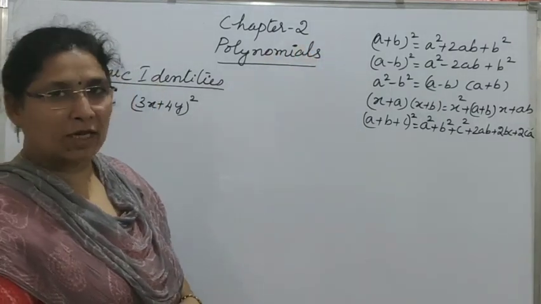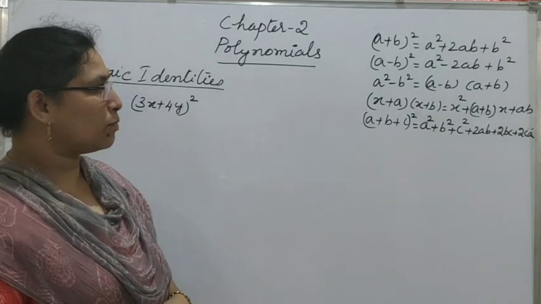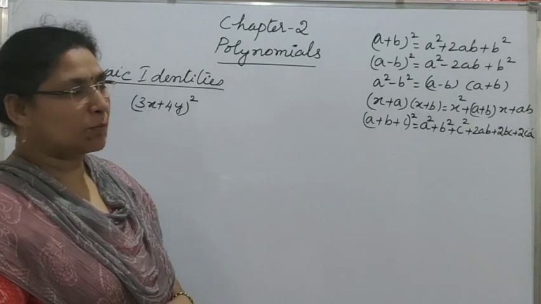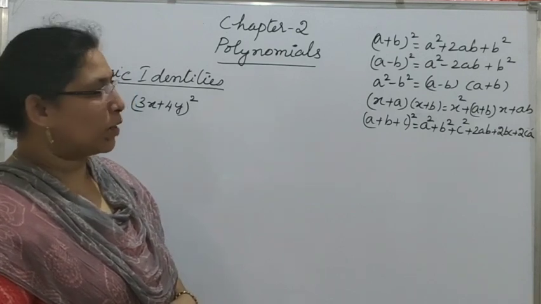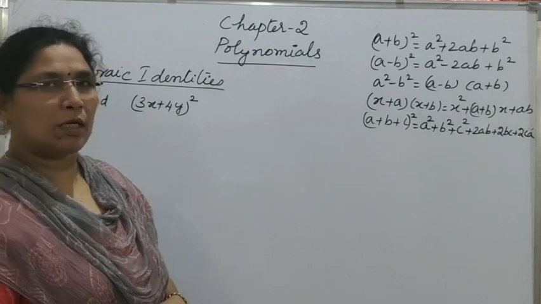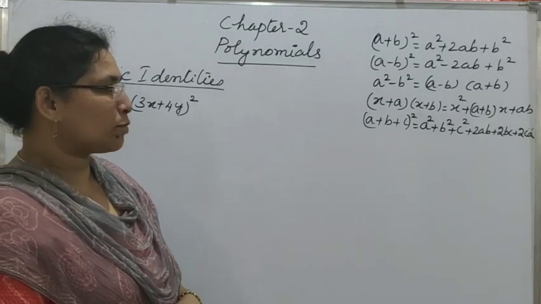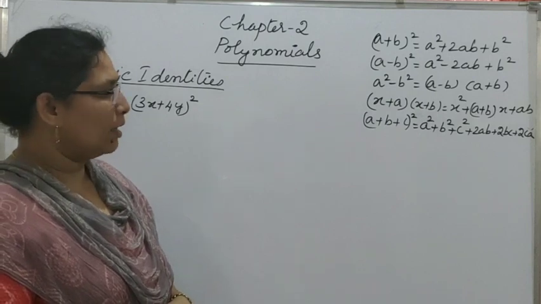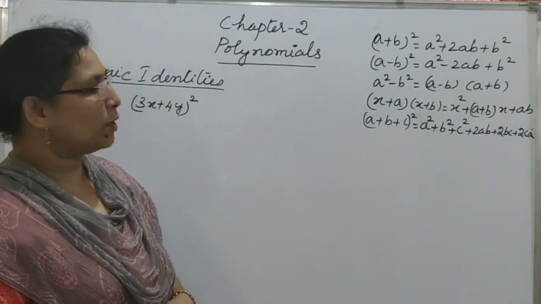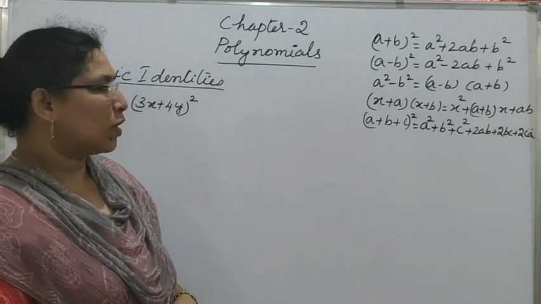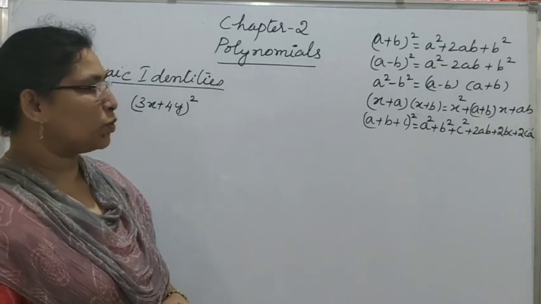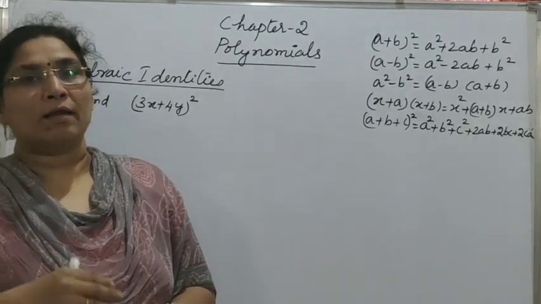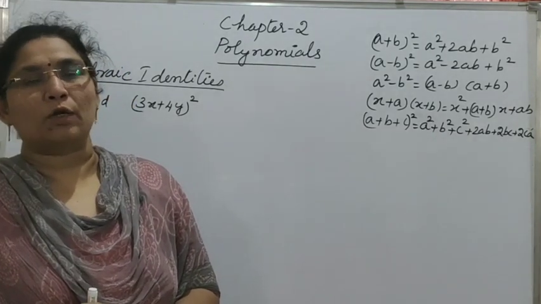(a + b)² = a² + 2ab + b². (a − b)² = a² − 2ab + b². Then a² − b² = (a − b)(a + b). Then the fourth one, (x + a)(x + b) = x² + (a + b)x + ab. Then the next one is (a + b + c)² = a² + b² + c² + 2ab + 2bc + 2ca. I'll explain each one of them while doing the sums.